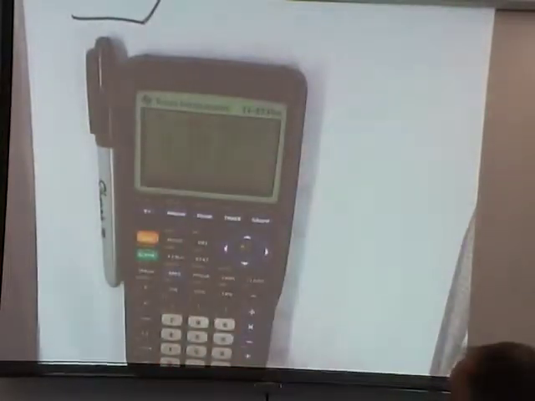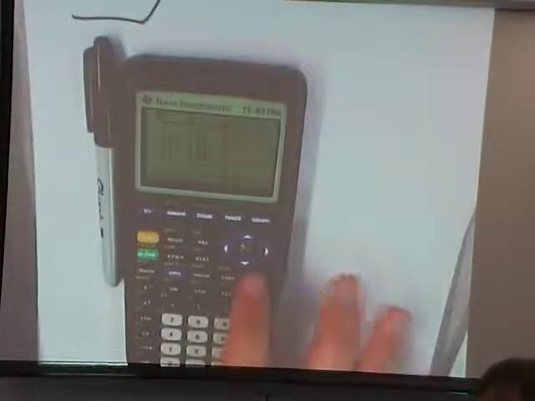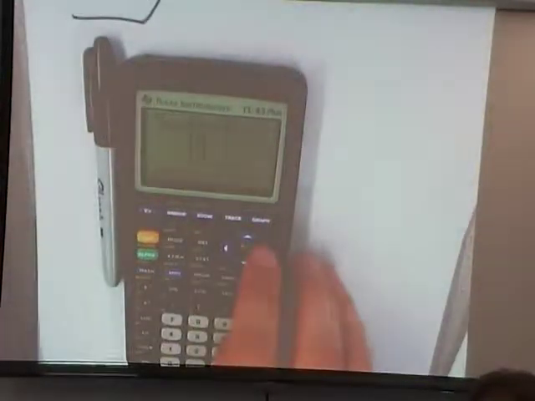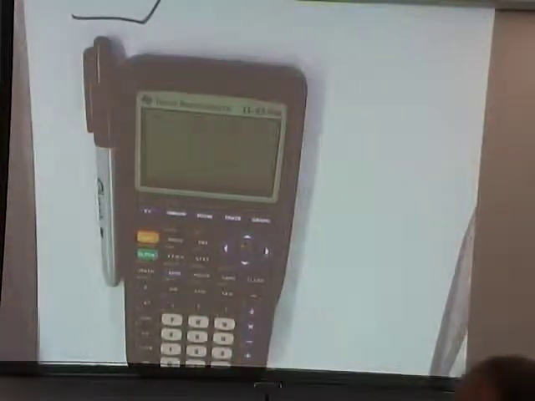What I want to do is clear that out. So what I'm going to do is arrow up to where it says L1, hit clear and enter, and that'll clear out the whole row. Arrow over to L2, hit clear and enter, that'll clear out that row.